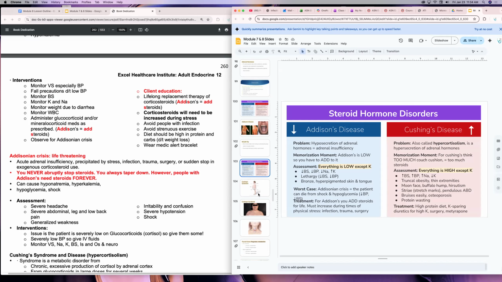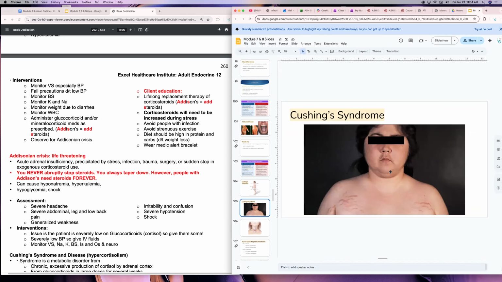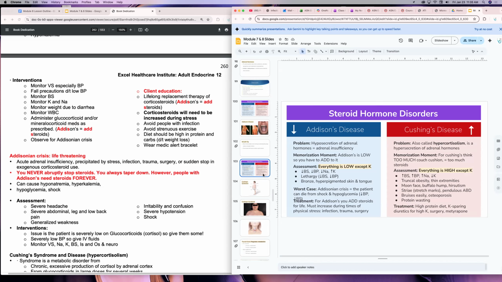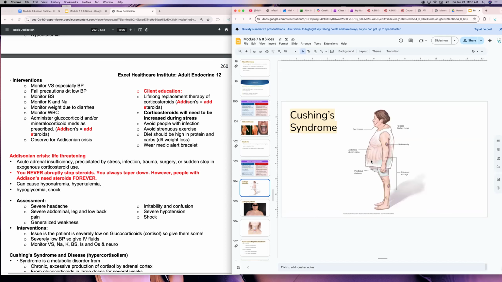Also, hirsutism, which is when a female has excessive facial hair. You can see she has a little bit of a mustache and hair on the chin. Also, they're going to have striae, which are stretch marks, and a pendulous abdomen. So here we see the stretch marks and the pendulous abdomen. Their abdomen hangs over the top of their thighs.